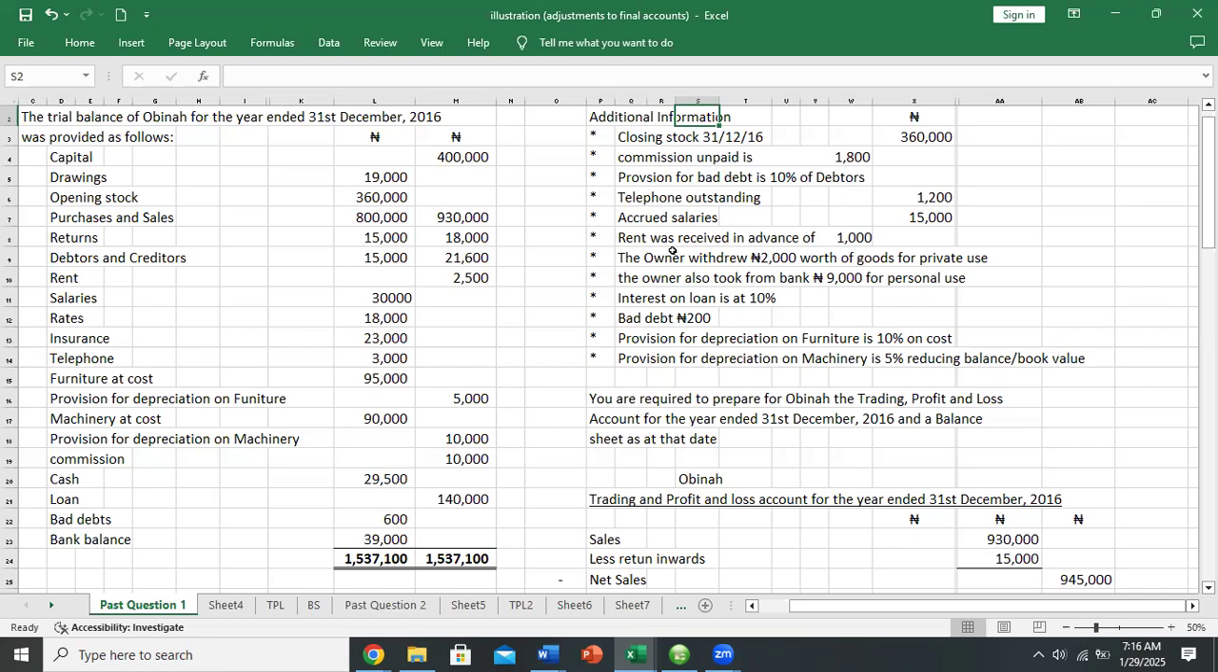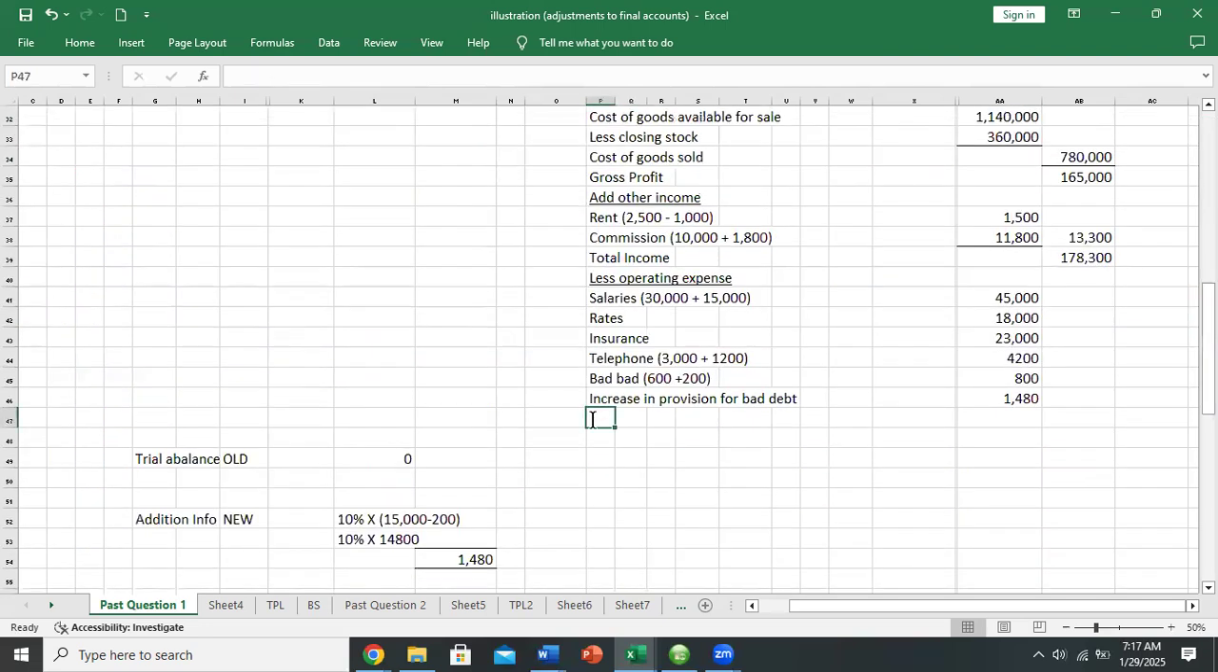We continue the question, and I think we've dealt with telephone, accrued salaries, rents received in advance. We've done that. The owner withdrew goods. We've done that. The owner took from bank. So this will affect our bank and drawings, right? It will not be in our profit and loss account. Interest on loan, 10%. Gentlemen, when you see interest on loan like this, don't waste your time. Just go to your profit and loss account. Interest on loan is an expense. So calculate the interest, 10%, multiply it by the loan amount.